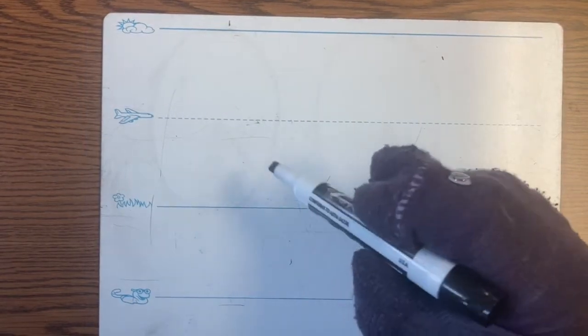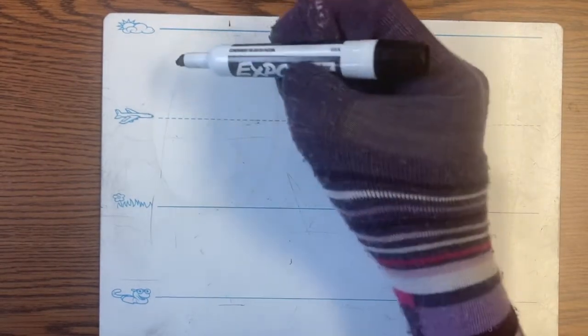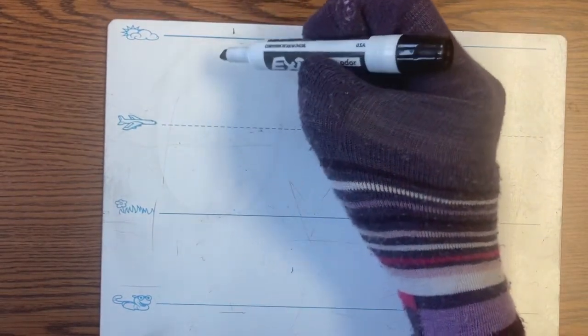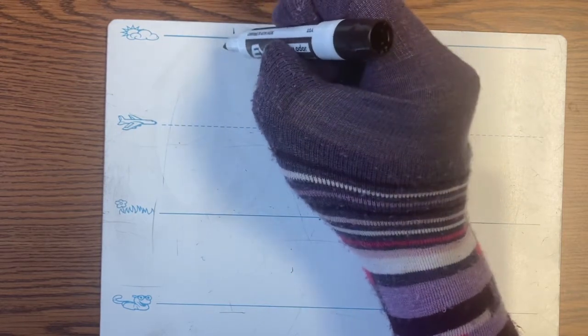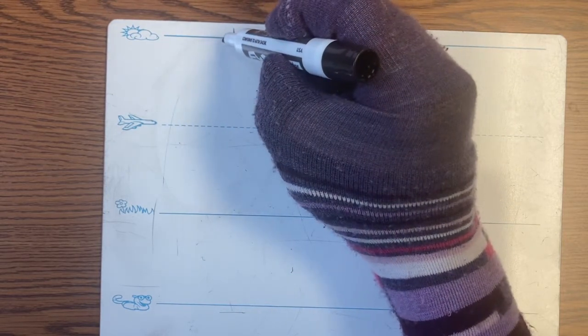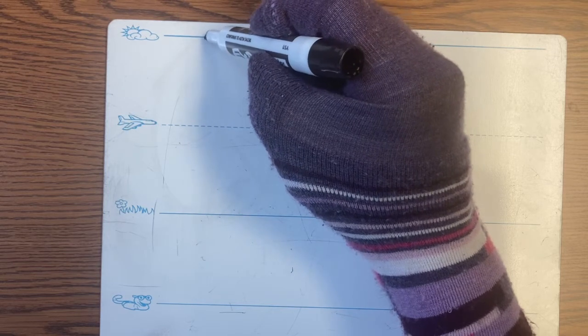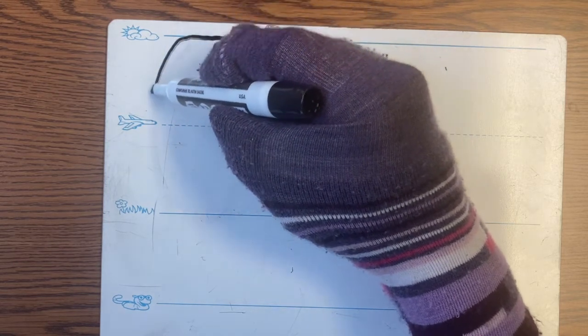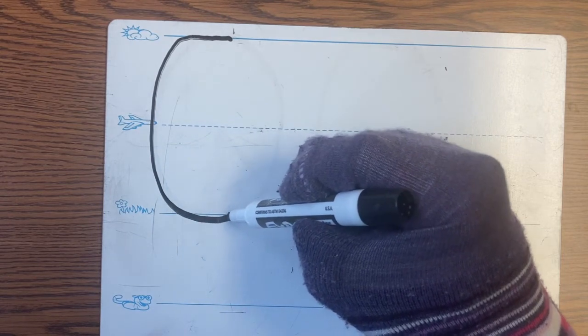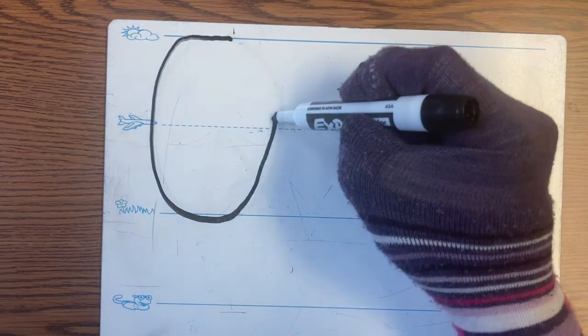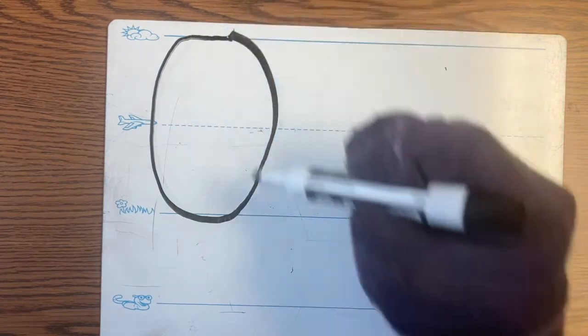Okay, so we're gonna do two more here. We're gonna start with our letter O, and we actually start with the letter C. This is a lot of transforming going on. We start at the skyline, stay on the skyline for a little bit, and then curve down to the grass line. See how I stay on the grass line for a little bit? I come on back up, make that letter O.